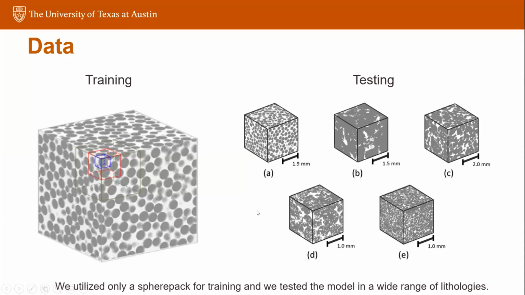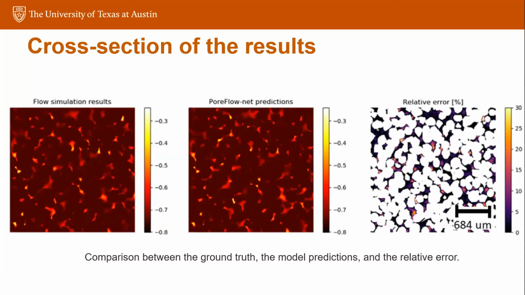Some of these come from micro-CT experiments. And this is a cross-section of one of those examples. This is a synthetic sandstone that's available at the portal. So to the left, you can see the Lattice-Boltzmann results. This is just a cross-section, it's a 3D sample. Then you can see the prediction of our model in the middle. And to the right, you can see the relative error.